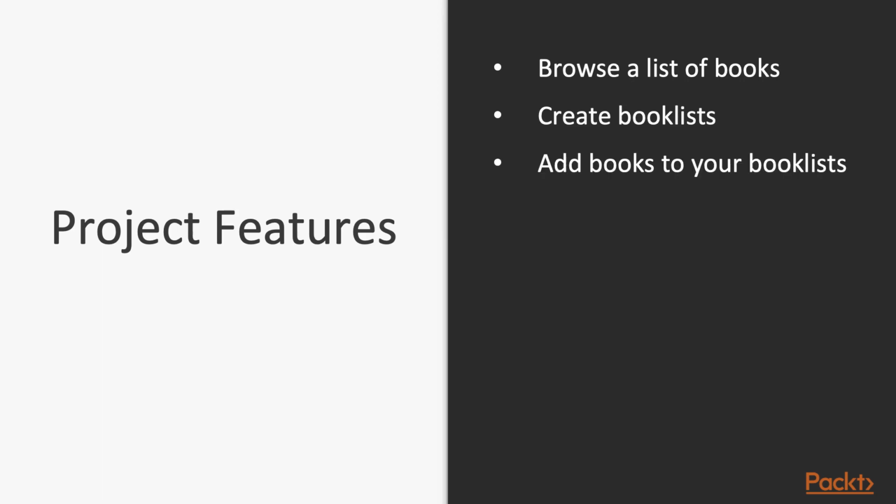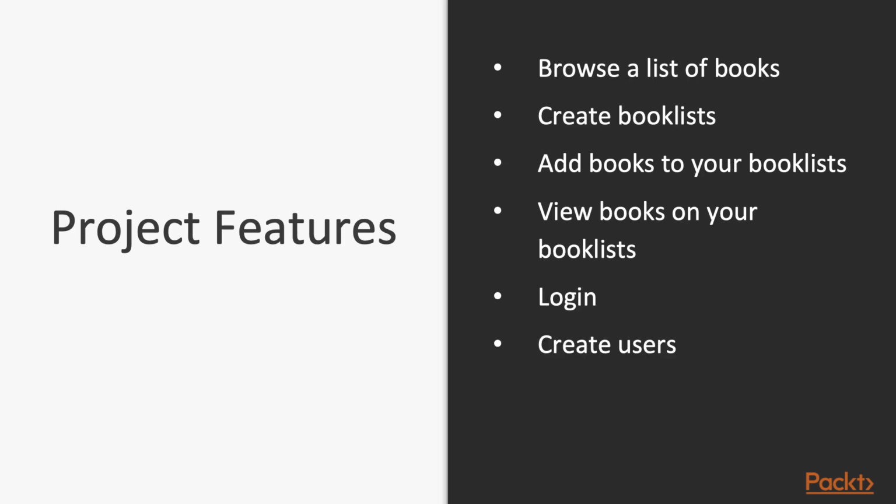Okay, so what are the features of our Reading Tracker? We're going to be able to browse a list of books, and this is just going to be a pre-made list. We're not going to be adding books or deleting books or anything. We're going to be able to create book lists. We're going to be able to add books to our book lists. We're going to be able to view books on book lists. And there's also going to be a login feature so that you can log in and only view book lists that are associated with you. And also a feature to create users.